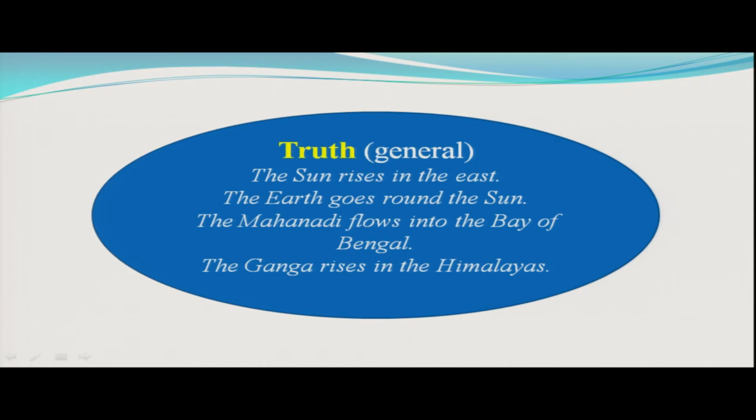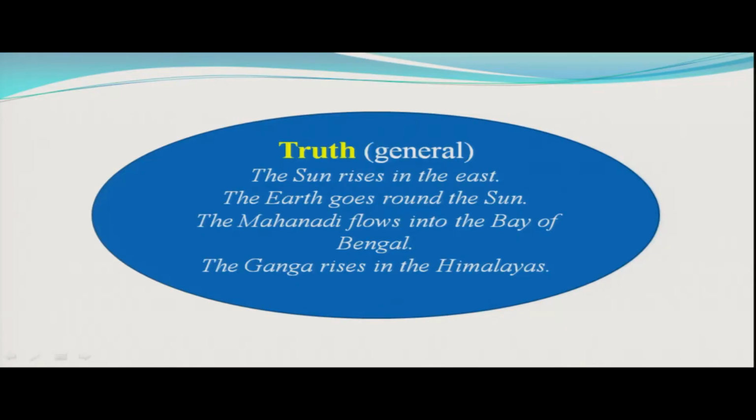Now, children, let us go for the next meaning, truth. Because I have told you, in tense form, you find the form as well as a kind of situation. In a particular situation, a tense is used. Now, there must be a meaning there. The truth is the meaning. That is the context. The sun rises in the east. This is the general truth.